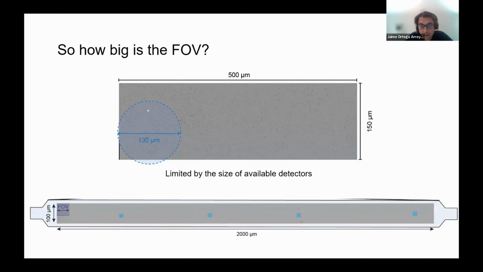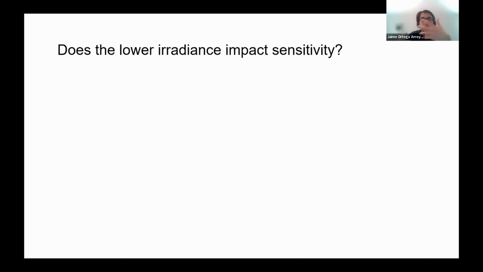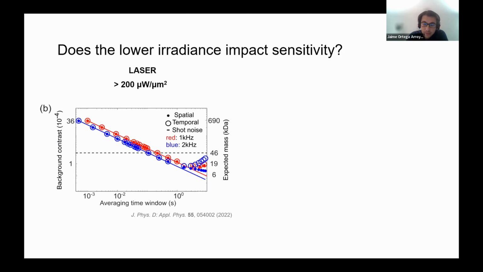And this is exactly how you can cover up to millimeters of field of view just by stitching multiple images together. For the people that are interested in sensing, you might raise the question: does this lower irradiance impact the sensitivity? Do you sacrifice your signal to noise ratio overall? You can compare the state of the art of how much sensitivity you can achieve. This is work from Vahid from 1 year ago, and you can reach about 10 to the minus 4 sensitivity in about a second or so.